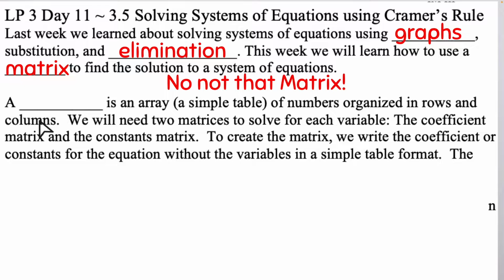So a matrix is an array, which is a simple table of numbers organized in rows and columns. We will need two matrices to solve for each variable. There's the coefficient matrix and the constants matrix. To create the matrix, we write the coefficients or constants for the equation without any variables in a simple table format. So we're going to go to the next page here.